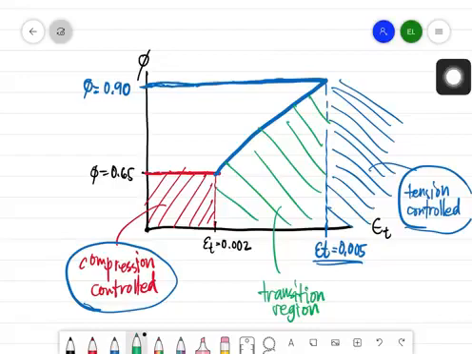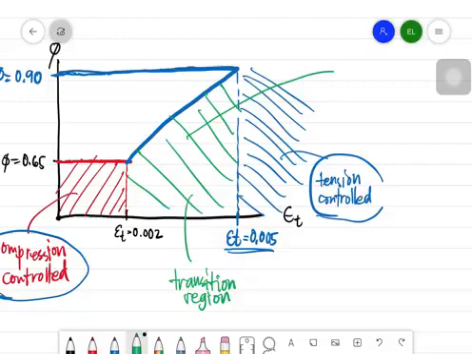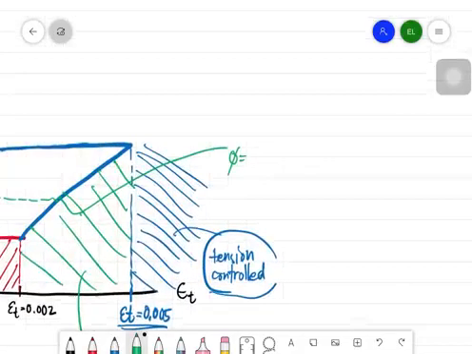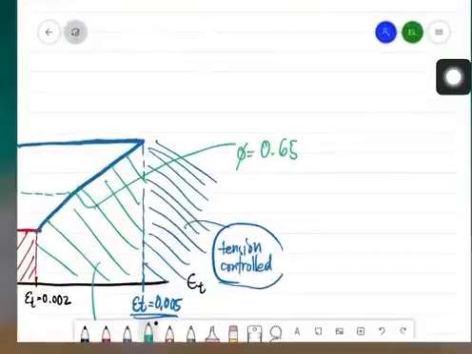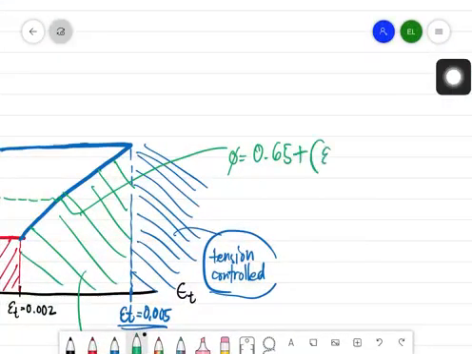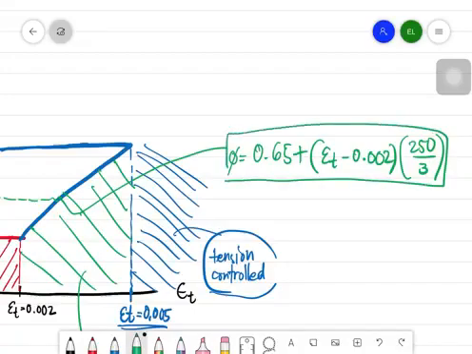Okay, so this is the formula for phi here. Phi here is equal to 0.65 plus strain t minus 0.002, then times 250 over 3. Okay, so that is the formula there.